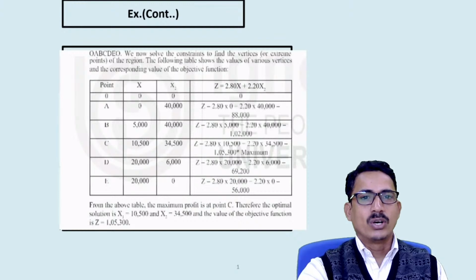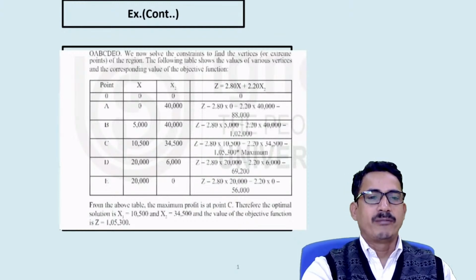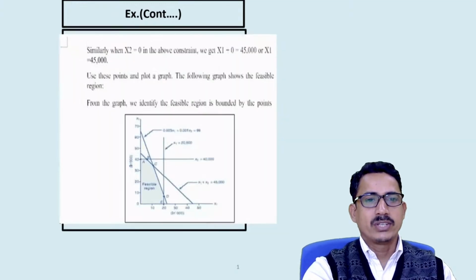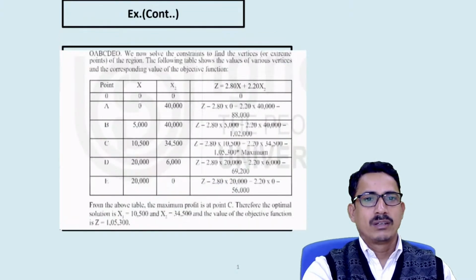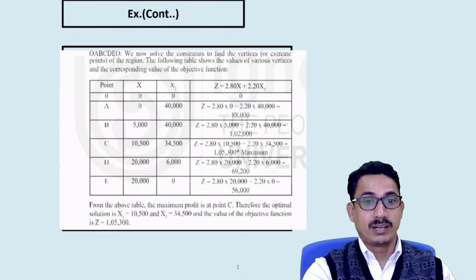Check how it is. The origin is always 0. The value at point A is 0, 40,000. Check the value you have taken: when you take point A, it is at 40 on the axis, because 1000 units are taken on the axis. So A is 0, 40,000. B is 5,000, 40,000. C is 10,500, 34,500.